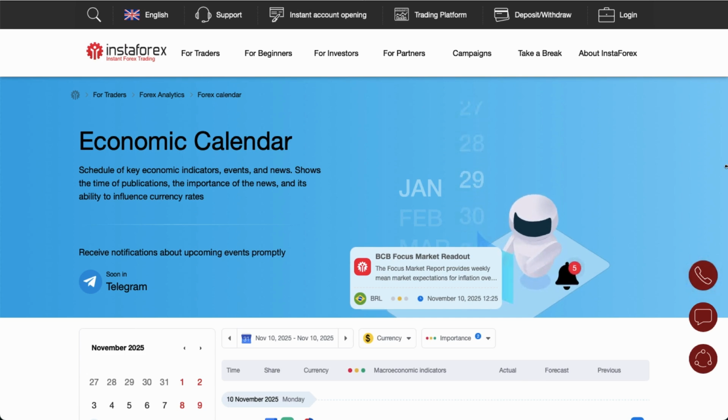Today is Monday, November 10th, 2025. Let's take a look at the Forex economic calendar for today.